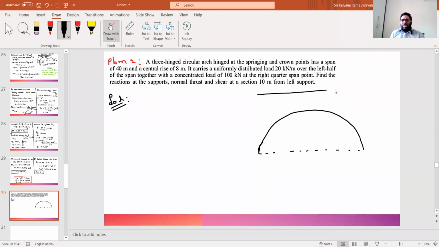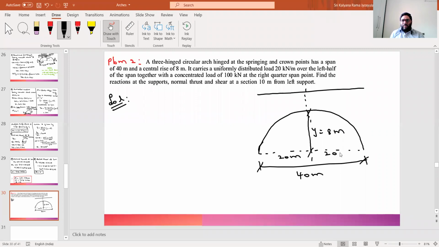So it is subjected to different loadings. First, let me take this as the center. This is the central rise, y equal to 8 meters, and the total span is 40 meters. This is 20 meters, and this is 20 meters.